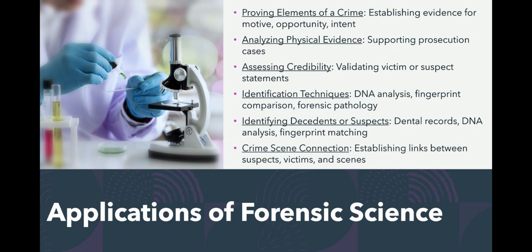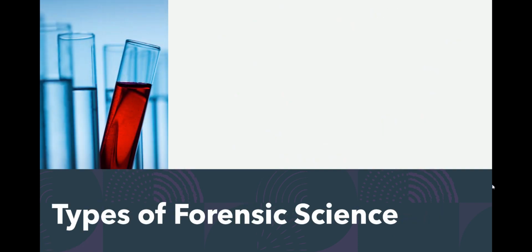And then forensic science can also be used to establish a connection to a crime scene. So, for example, techniques like blood spatter and fiber analysis and ballistics, those can tell you how a crime was committed and can even link people or objects to that crime scene. All right.